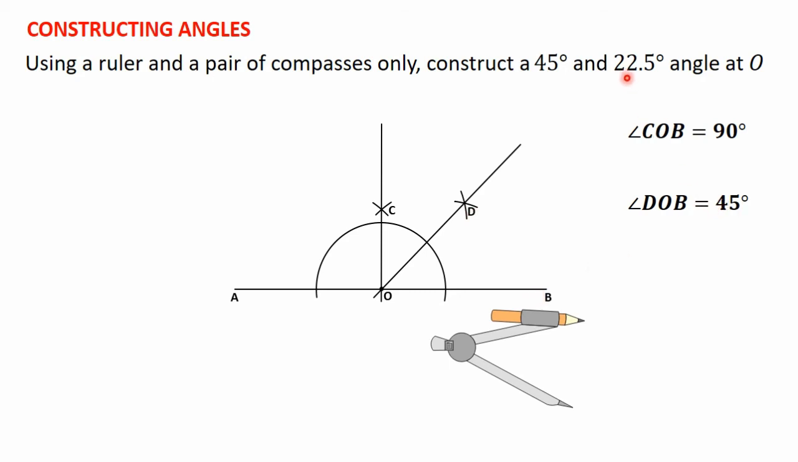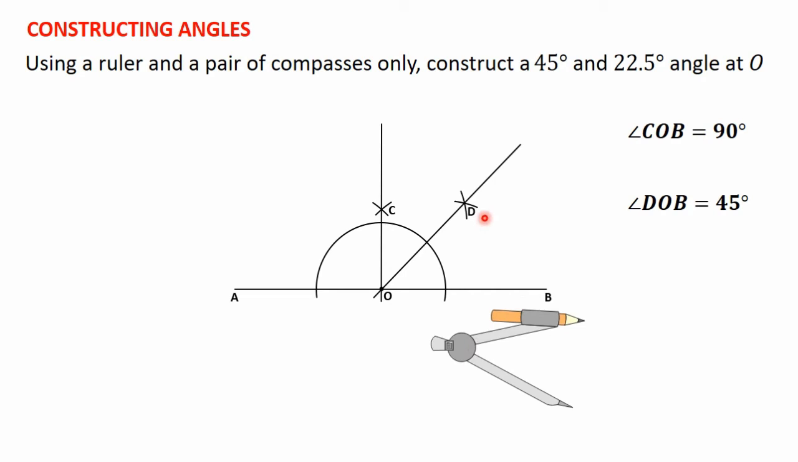Now let's move on to the 22.5 degrees angle. 22.5 is equal to 45 divided by 2. So when we divide the 45 degrees angle into 2, you will get a 22.5 degrees angle. To get the 22.5 degrees angle, we are going to bisect the 45 degrees angle. The 45 degrees angle is angle DOB, so we are going to bisect angle DOB. Angle DOB is the angle formed by the lines OD and OB.